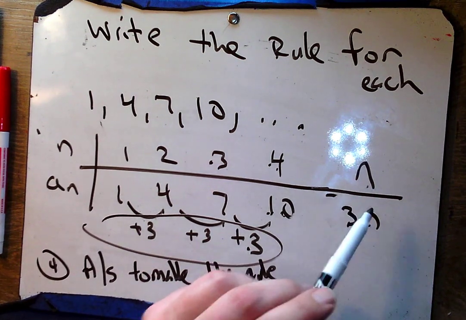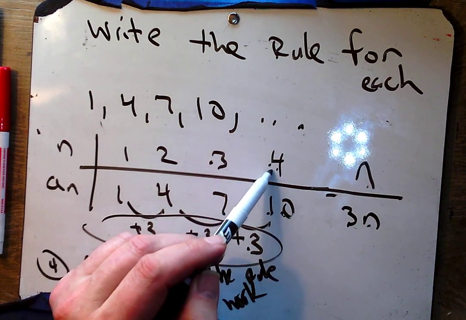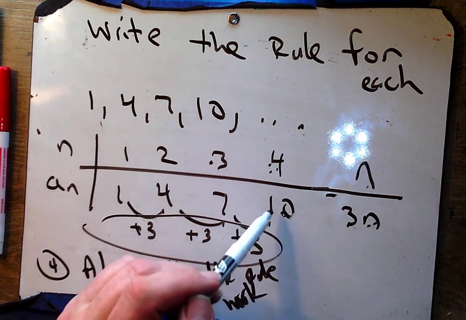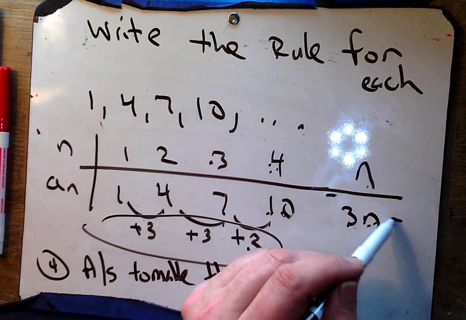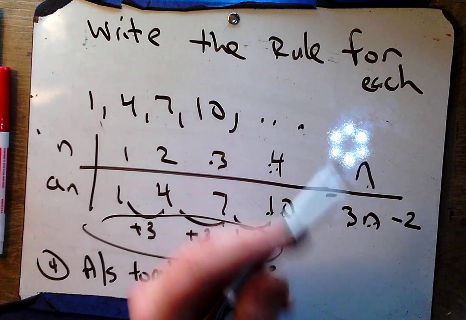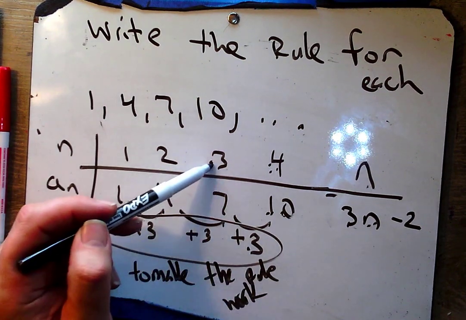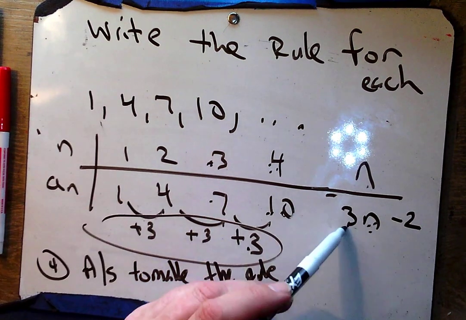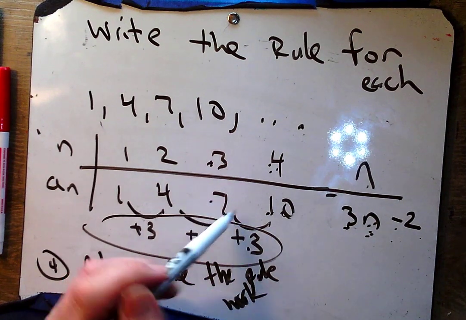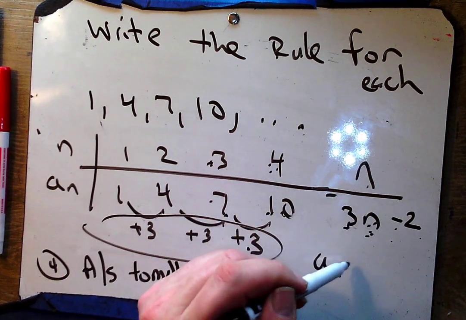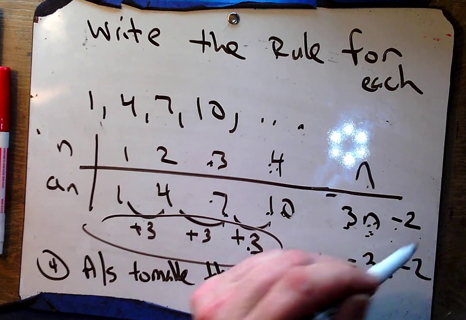So we plugged in 4. 4 times 3 is 12, and we got 10. So I think my number was too high, and I want to take 2 away. All right, well, let's plug in a 3, and I should get 7. 3 times 3 is 9. 9 minus 2, oh, that is 7. And so my rule here will be 3n minus 2.